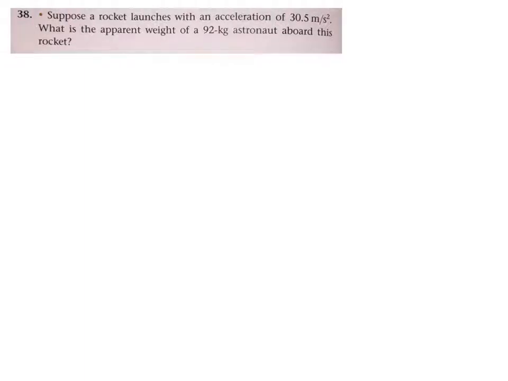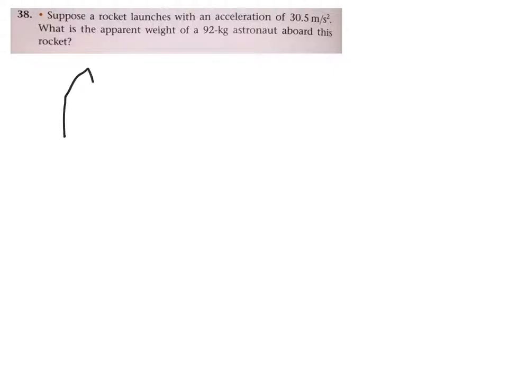Chapter 5, Number 38. Suppose a rocket launches with an acceleration of 30.5 meters per second squared. What is the apparent weight of a 92 kilogram astronaut aboard this rocket? We will assume it accelerates upward, so we're going to draw a situation as usual.